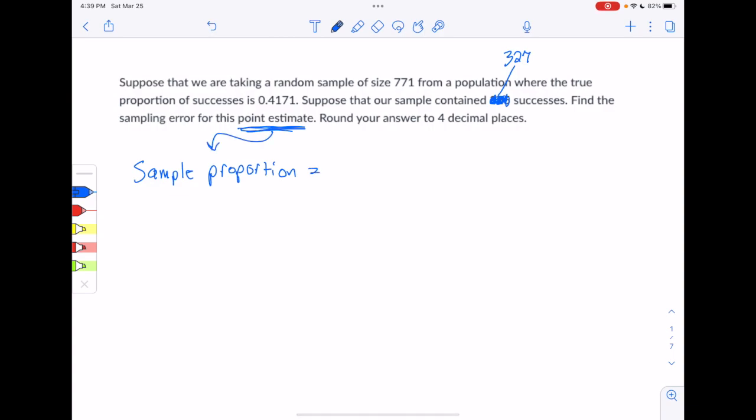So the point estimate for a proportion problem is a sample proportion. That would be p hat, which would be x over n, where x is the number of successes in your sample. That would be this 327 right here. And n would be your sample size, and it says we have a sample of size 771, so that's n right there. So p hat is x over n, which is 327 over 771.